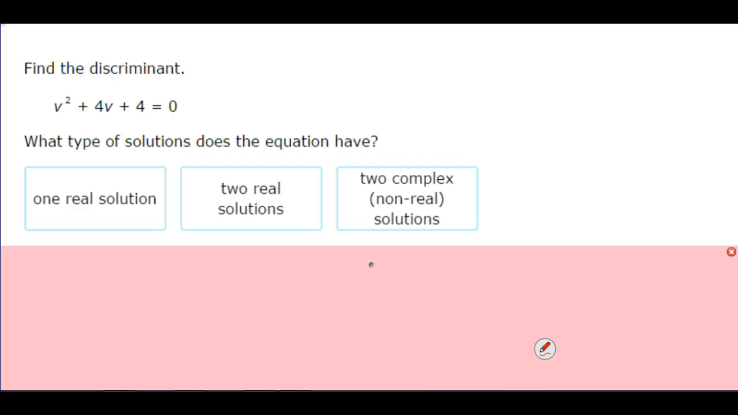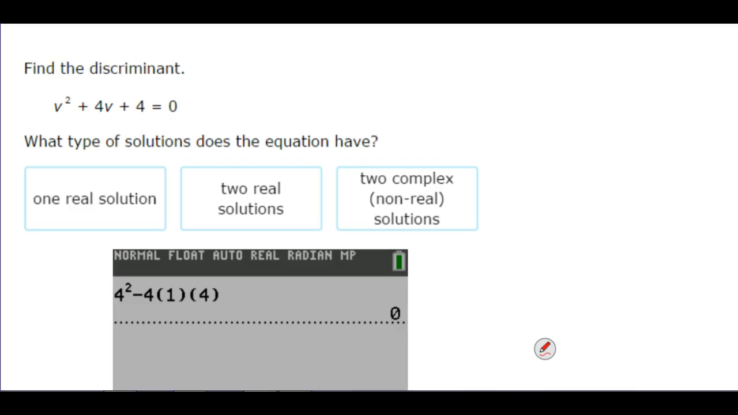Going on to the next problem. Find the discriminant and determine what type of solutions you have. The answer for the discriminant is 0. b squared minus 4ac equals 0. That tells you that you have one real solution. Again, it doesn't tell you what that solution is. If you were to do the quadratic formula twice, you would end up with the same exact answer both times.